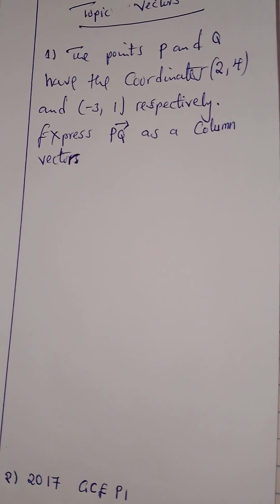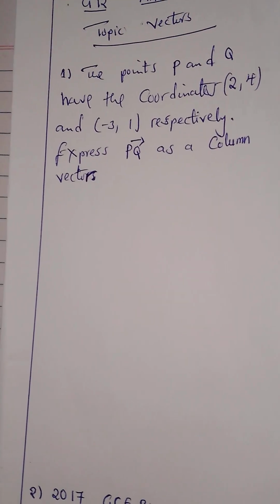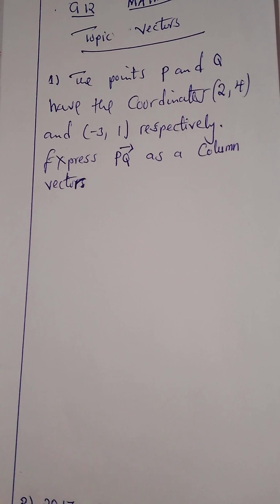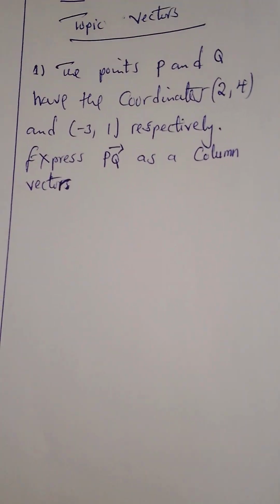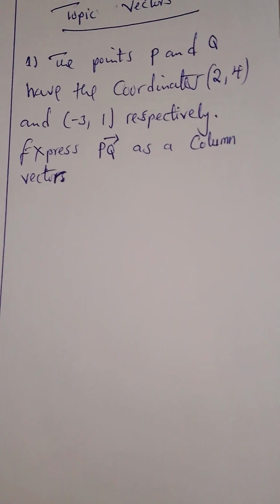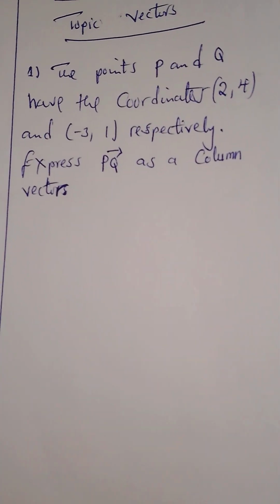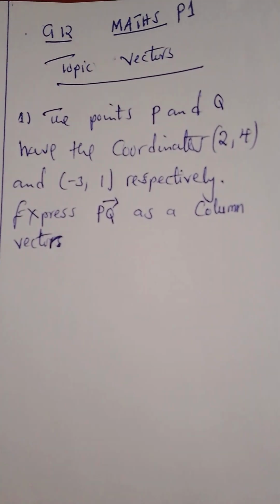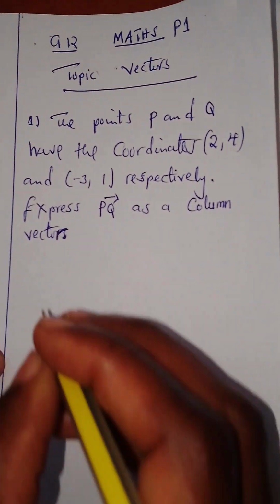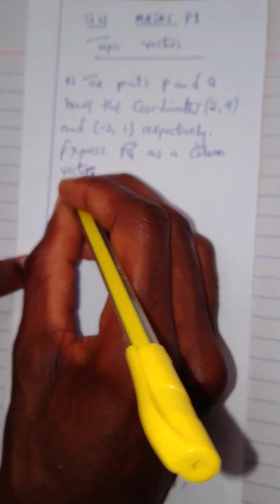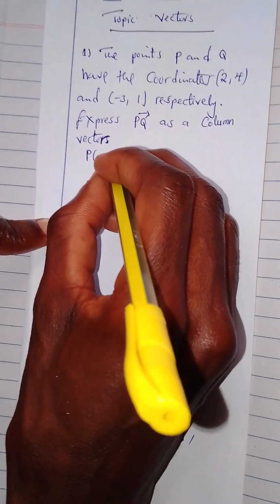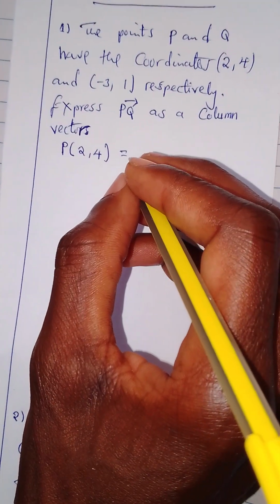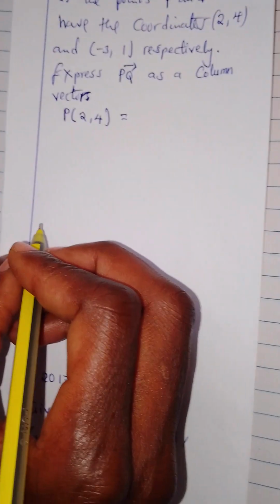Question 1 reads: the points P and Q have the coordinates (2, 4) and (-3, 1) respectively. Express vector PQ as a column vector. Here we can see that for PQ, we have two coordinates. We have point P, which is (2, 4). We should know that vectors are always expressed in column form, not in coordinate form.